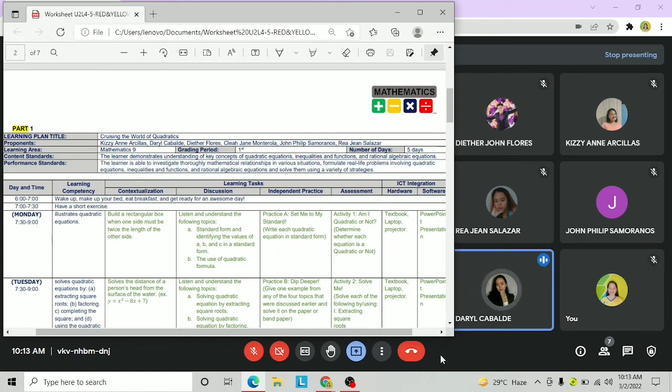Our assigned learning plan title is Creating the World of Quadratics of the Mathematics 9 first grading period. We have 5 days, from Monday to Friday, starting 7:30 to 9 a.m.